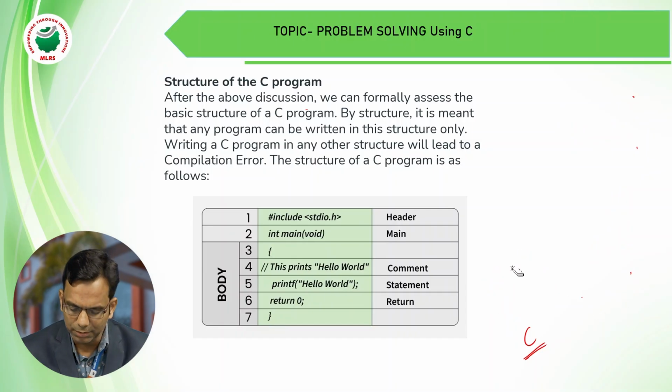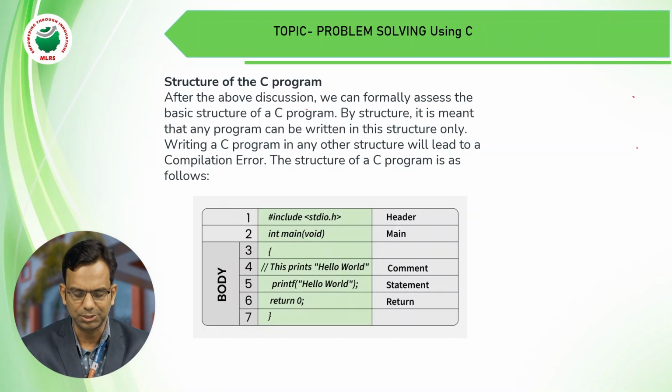Now here on the screen, we have a basic structure of a C program. This is the basic implementation of a code where the program can be written, compiled, and the output obtained. If you look at the basic structure of a program, first we have to declare a header part.